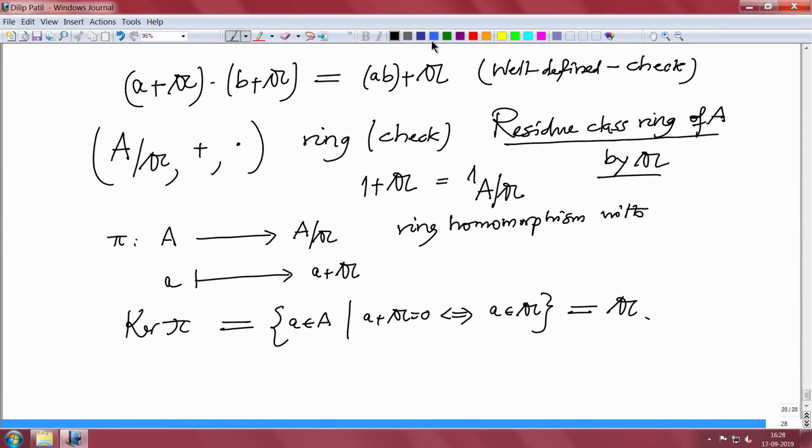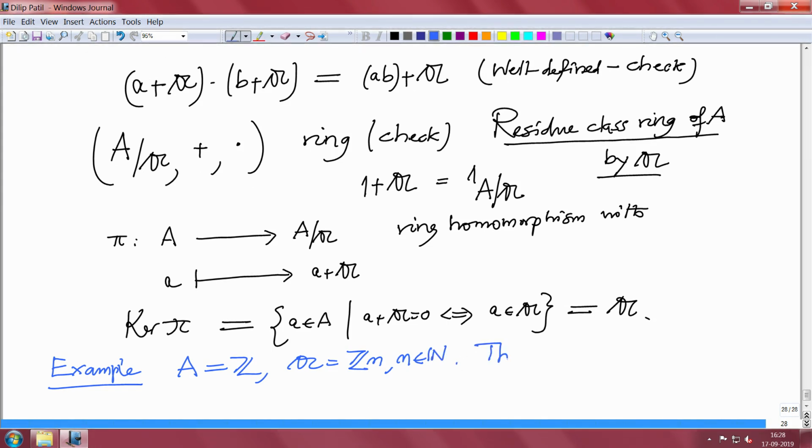For example, if you take A to be Z and the ideal 𝔞 to be the principal ideal generated by this natural number n, then Z/(n), this quotient ring, is nothing but Z modulo n. I will come back to some more of this.